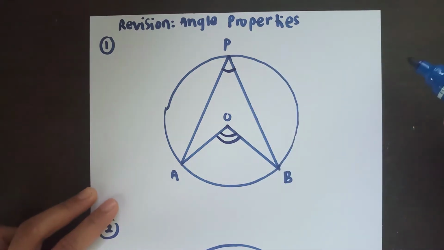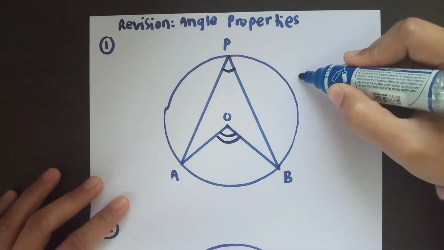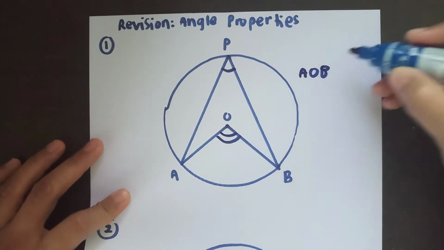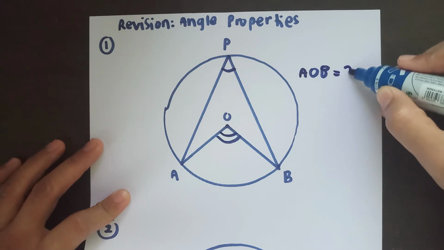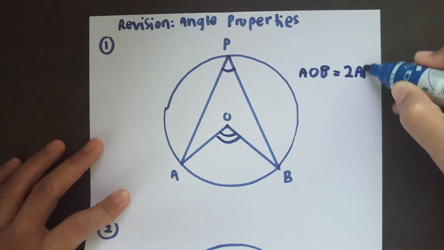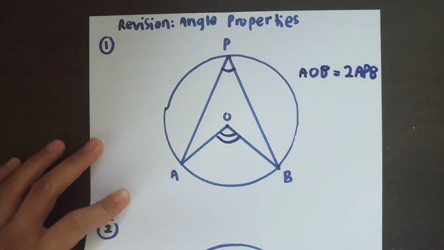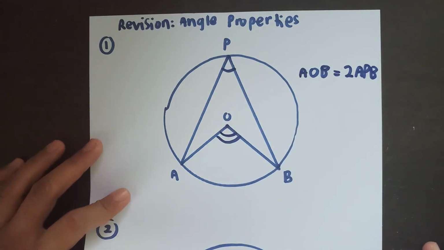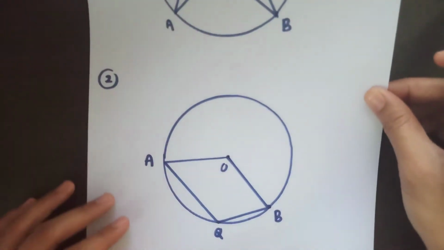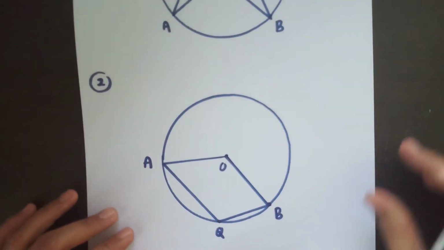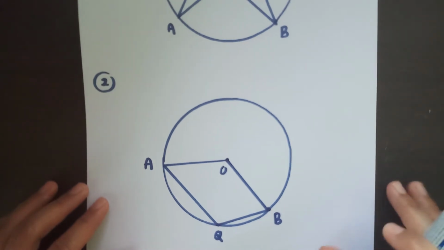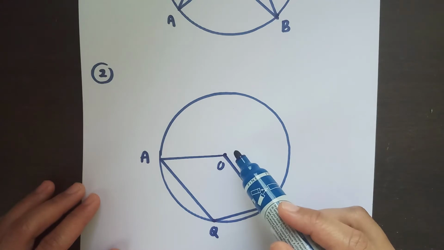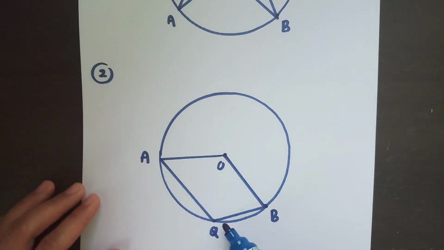So in notation form, that is just AOB equals double of APB. AOB is double of APB. The second shape is something like this. Remember, it is still the same concept: the angle at the center is twice the angle at the circumference.